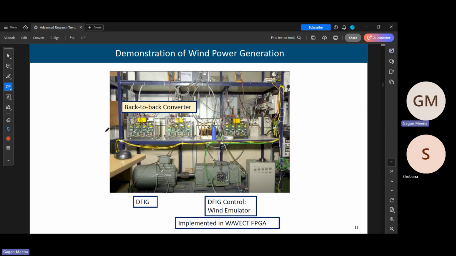Okay, so this was the arrangement for the wind power generation used in the laboratory, and we are using these types of hardware setups to verify whatever simulation is carried out, whatever theoretical concepts have been developed. Everything is validated once we are able to do it.